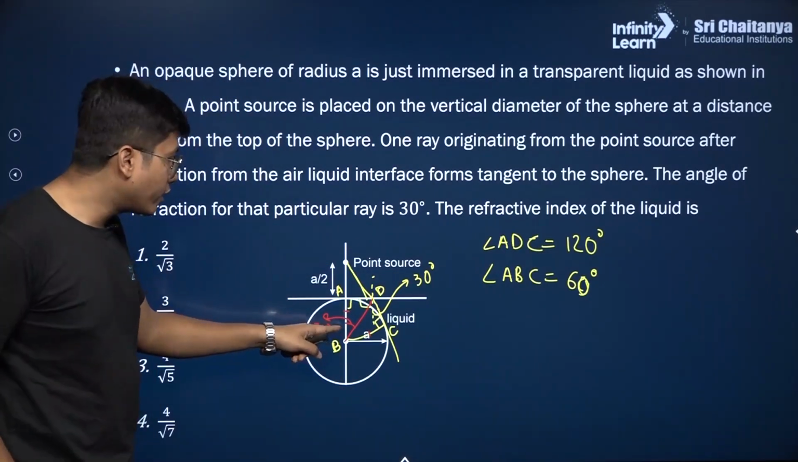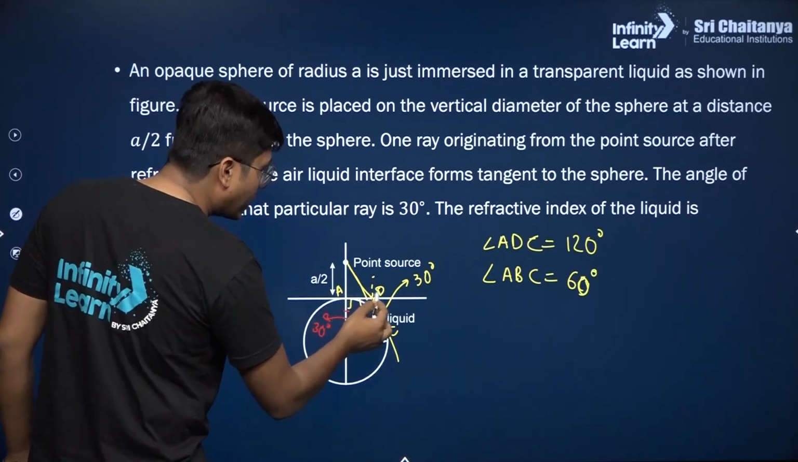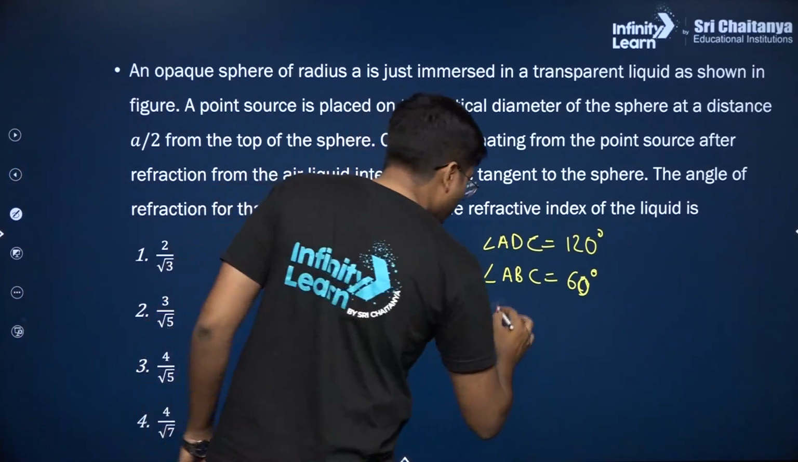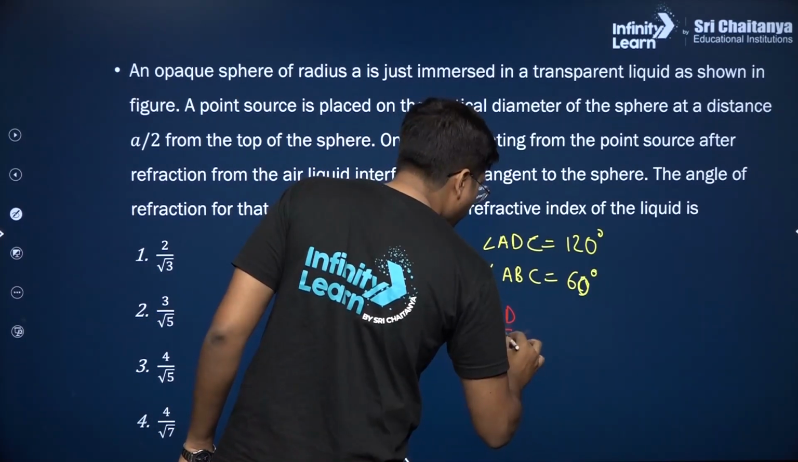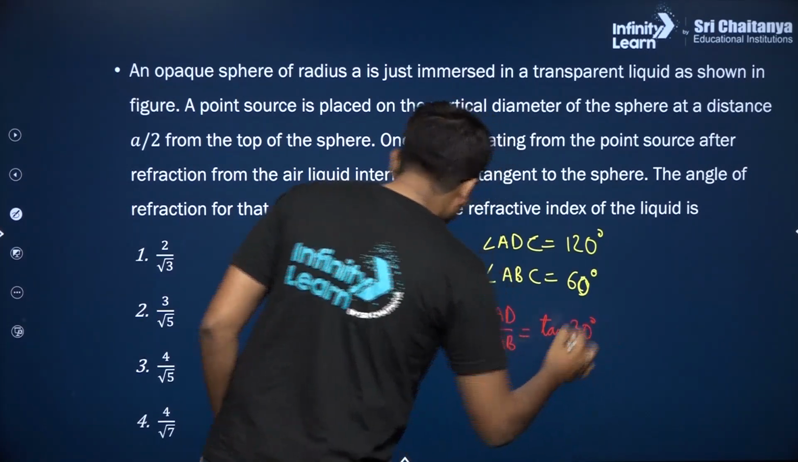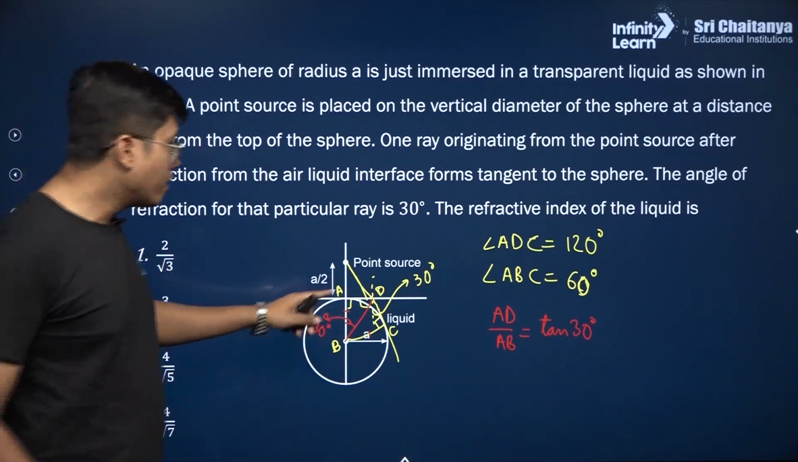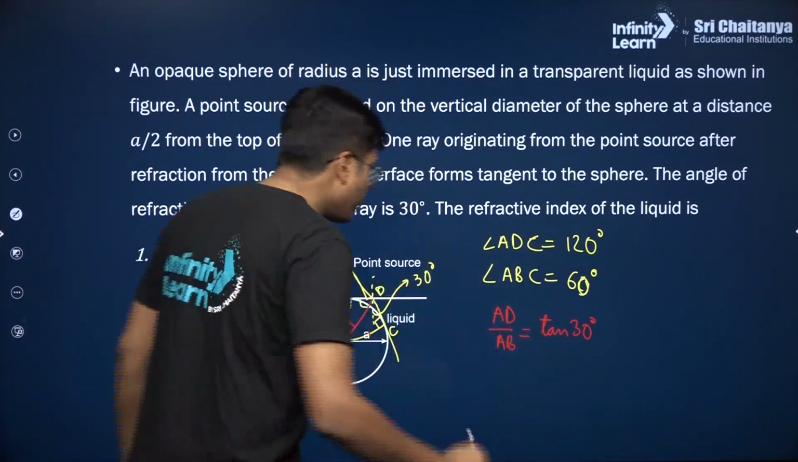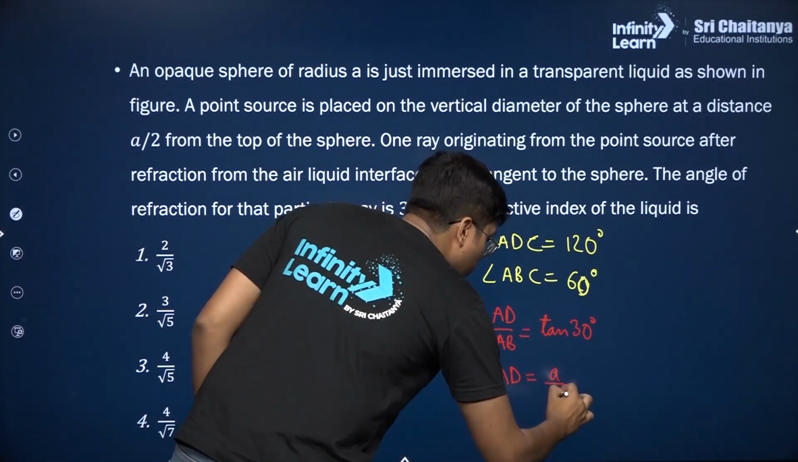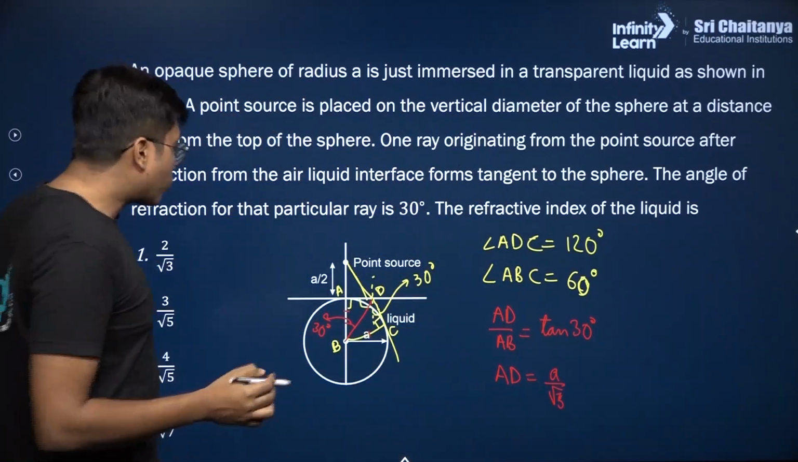So this angle is 30 degrees, which means now in triangle ADB, I can find what AD is. Because AD by AB is equal to tan of 30 degrees in this triangle over here. Now AB is just the radius of the circle, which is A, which means tan 30 is 1 by root 3. So AD is equal to A by root 3. So we have got this length.